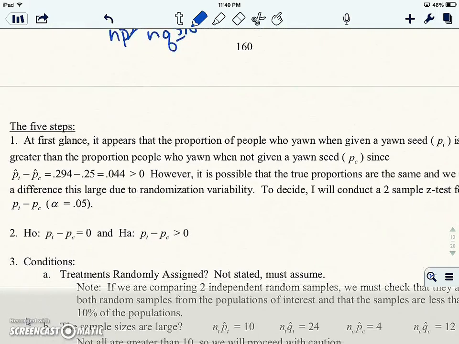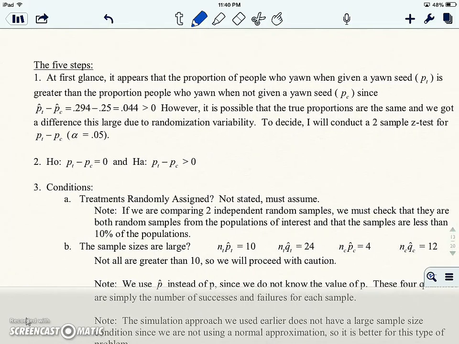Let's try to do 5 steps for this test on yawning. Well, at first glance it appears the proportion of people who yawn when given a yawn seed, so p being the true proportion, is greater than the proportion of people who yawn when not given a yawn seed, since the difference is greater than 0. However, it is possible that the true proportions are the same, and we got a difference this large due to randomization variability. To decide, we will conduct a 2-sample z-test for the difference of proportions with an alpha level of 0.05. So very similar to what we did with the difference of means, but this time we're using proportions and the conditions for proportions.